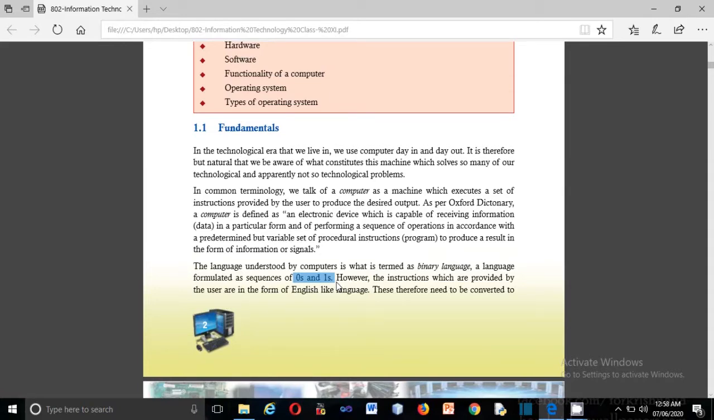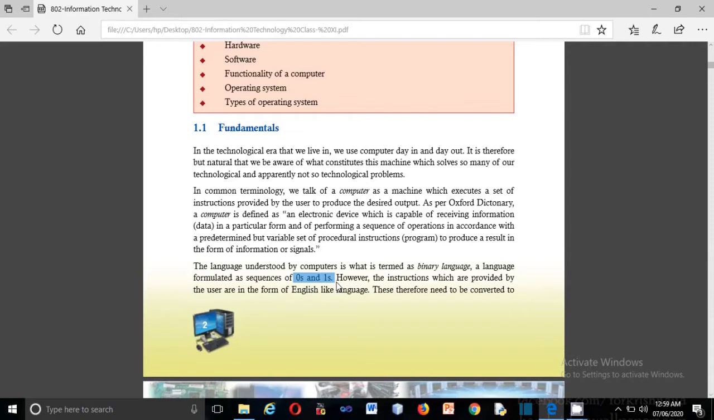So 0 indicates off and 1 indicates on, which means when there is a 1, it means the electricity is on. You can say it high and low also. 1 indicates the high and 0 indicates the low. So basically we just need to understand that the computer understands only the binary language, and whatever instructions we give the computer, it will convert that language into the binary language.